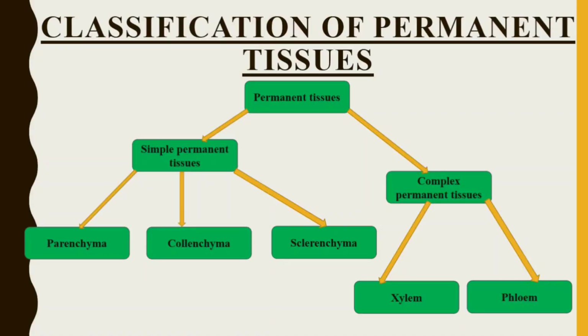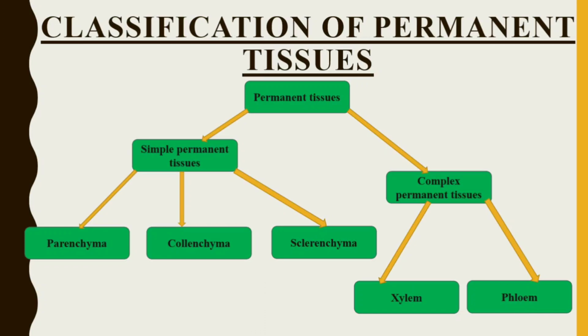Now let's move on to the next slide. In this slide, we will discuss the different types of permanent tissue. There are two types of permanent tissues, simple permanent tissue and complex permanent tissue. Simple permanent tissues are further classified into parenchyma, collenchyma and sclerenchyma. Simple permanent tissues are made up of similar type of cells, whereas complex permanent tissues are made up of different types of cells. If you remember, in the definition of tissues, it has been mentioned that a group of similar or dissimilar cells that perform a function is known as tissue.